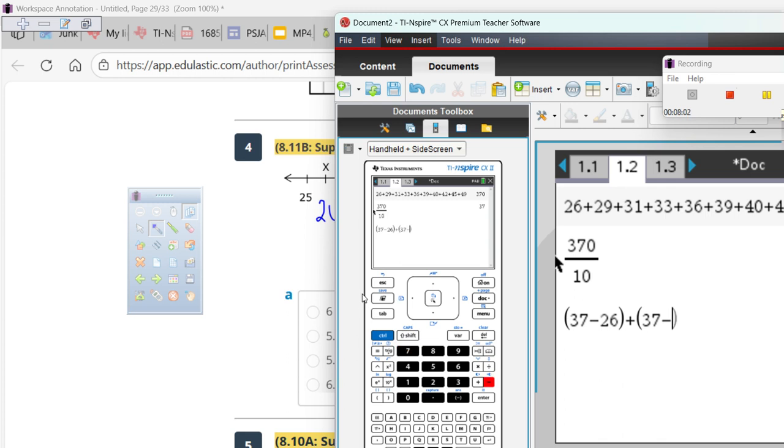37 minus 29, plus 37 minus 31, plus 37 minus 33, plus 37 minus 36, plus 39 minus 37. I put the bigger one first, okay?